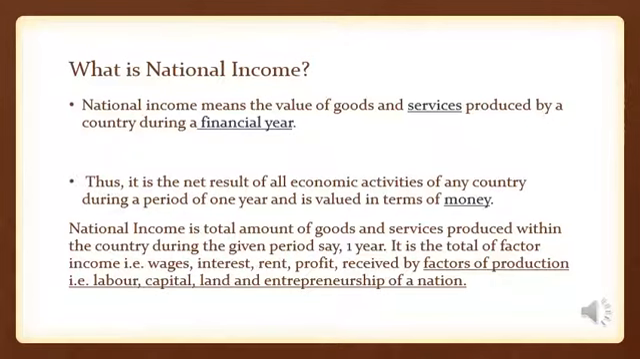National income is the total amount of goods and services produced within the country during the given period, say 1 year. It is the total of factor income from wages, interest, rent, and profit, received by the factors of production, labor, capital, land, and entrepreneurship of a nation. What are the factors of production, students? Yes. Land, labor, capital, and organization or entrepreneurship.